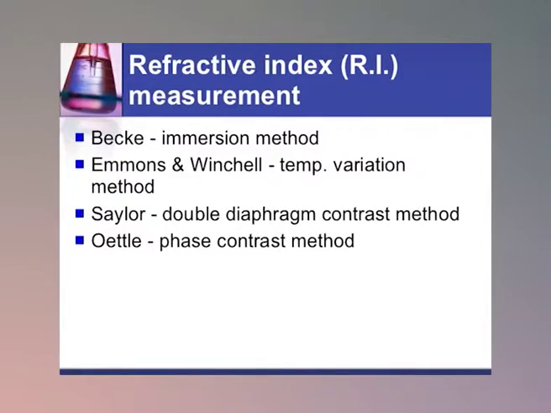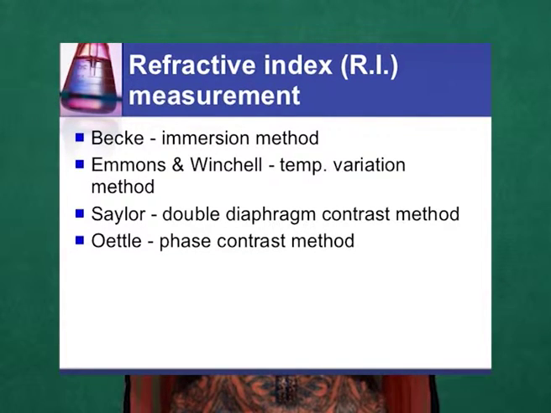Some of the methods are as follows: Emmons' double variation method. In this method, the slide containing the glass fragments is immersed in silicone oil. Here, the oil or the liquid is chosen in such a manner that the temperature coefficient of the refractive index, that is dn/dt, the variation of refractive index with temperature, must be of the order of 10 raised to the power minus 4. It must also be stable within the temperature range to be considered.